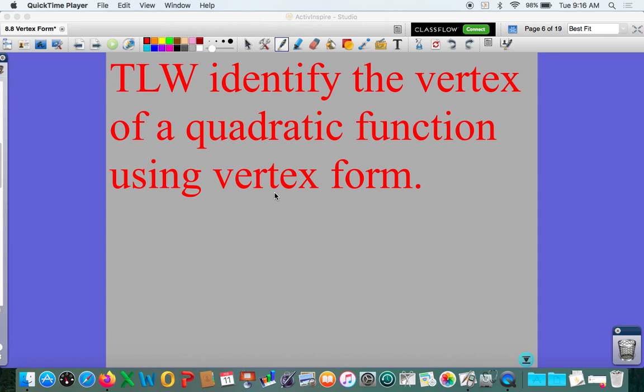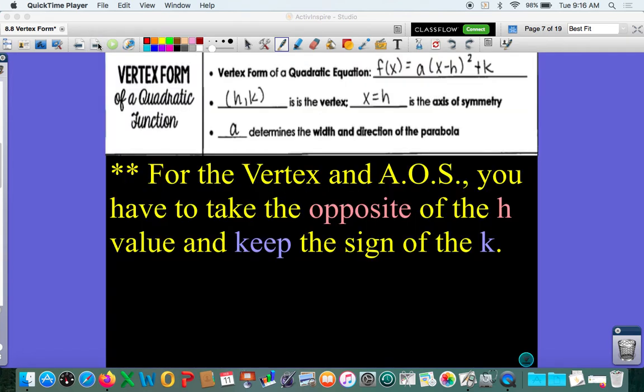Alright, today we're going to identify the vertex of a quadratic function using vertex form. Right? So what is vertex form? Vertex form of a quadratic equation is f of x equals a, parentheses, x minus h, close parentheses, squared, plus k. hk is your vertex, and x equals h is your axis of symmetry.